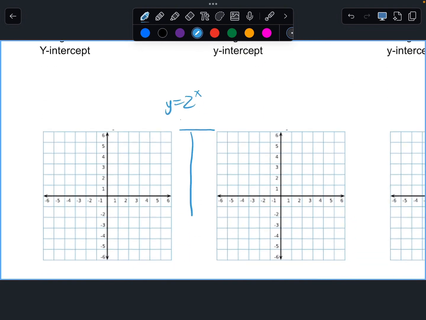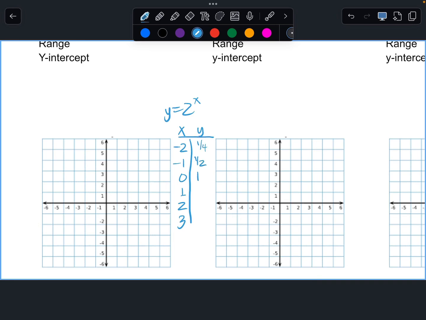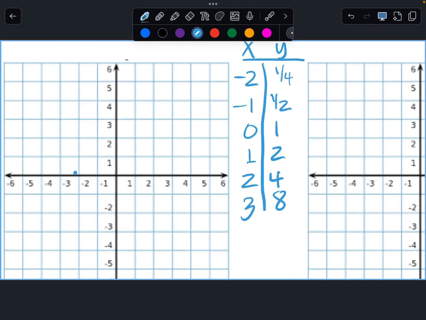So if I put in my x values and my y values, I have -2, -1, 0, 1, 2, 3. If I plugged in -2, I would get 1/4. For -1, 1/2. If I plugged in 0, I would get 1. If I plugged in 1, I would get 2, then 4, then 8. So if I'm going to graph this, here, here, and then 8 would be somewhere up here.